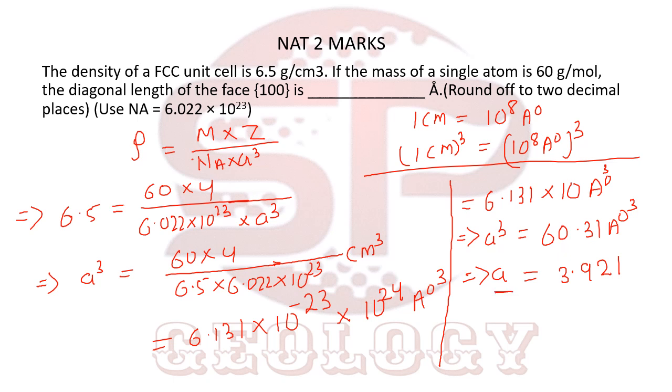If you know the side of the cube, we can calculate the diagonal. So the diagonal will be root 2 a, which will be 5.54 angstrom. The answer will be 5.554 angstrom. That is the diagonal.